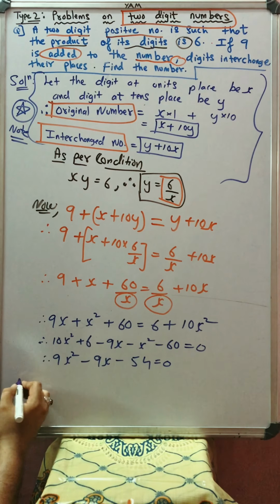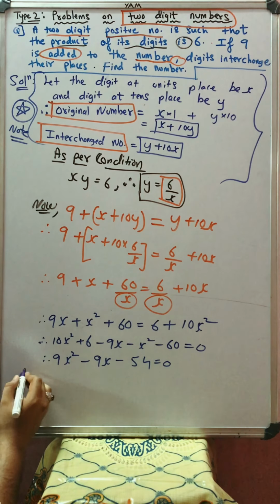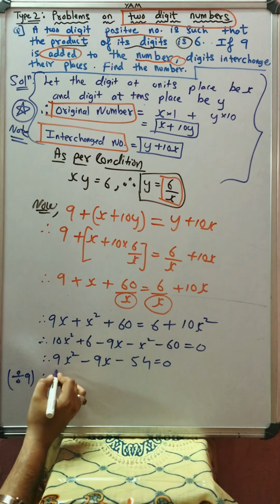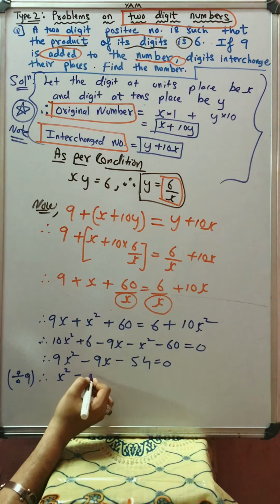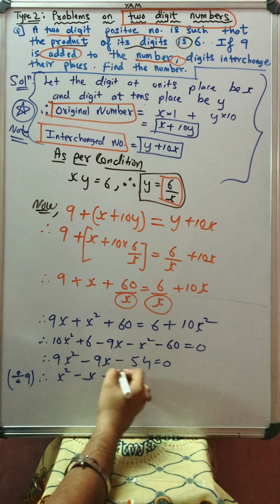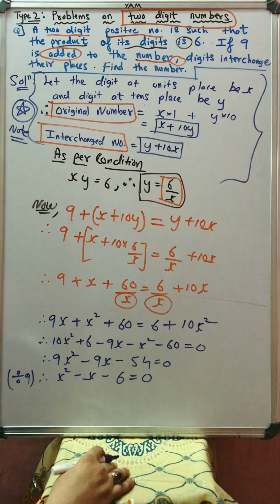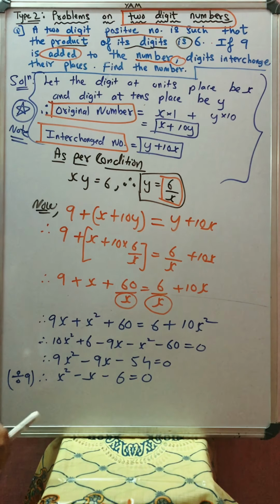And now I can see, students, all the numbers are in the 9 times table. So dividing by 9. Therefore here it's x square minus x minus 54 divided by 9 is 6, is equal to 0. So students, now we just have to solve this quadratic. I don't have space on the board, so please pause the video and you can also proceed.